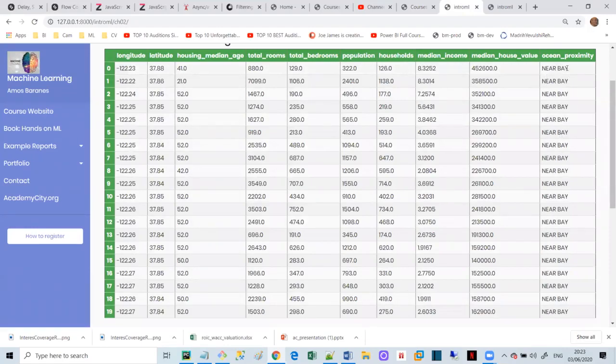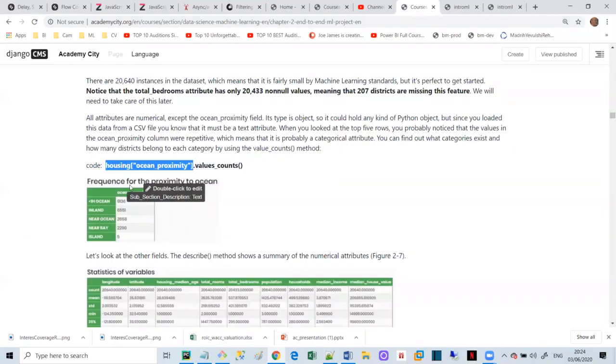So it's going to take all the types of categories, and for each category it's going to count how many rows I have for that category and give me a report. And that's what we're getting right here. This report we're getting by this command. Value counts on a specific column will tell me which kind of categories I have in that column and how many rows I have for each one of them.